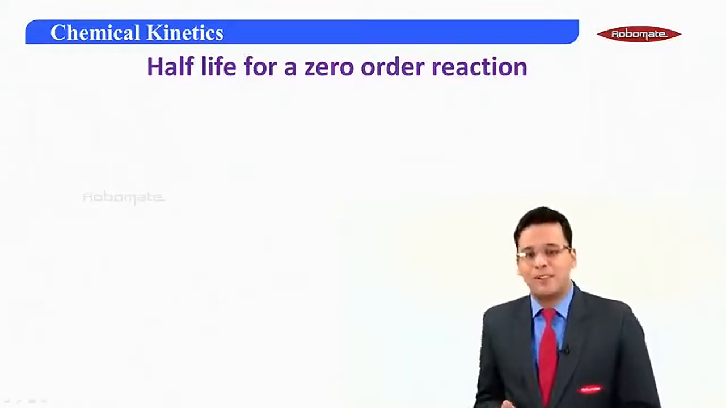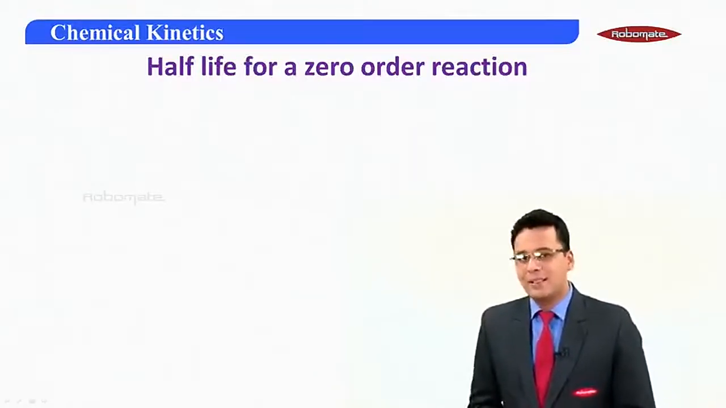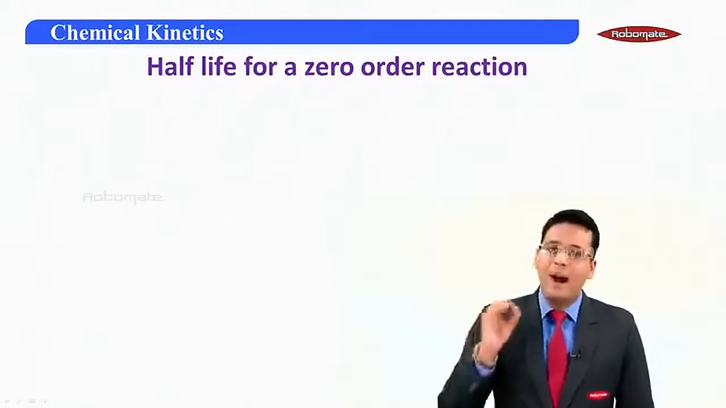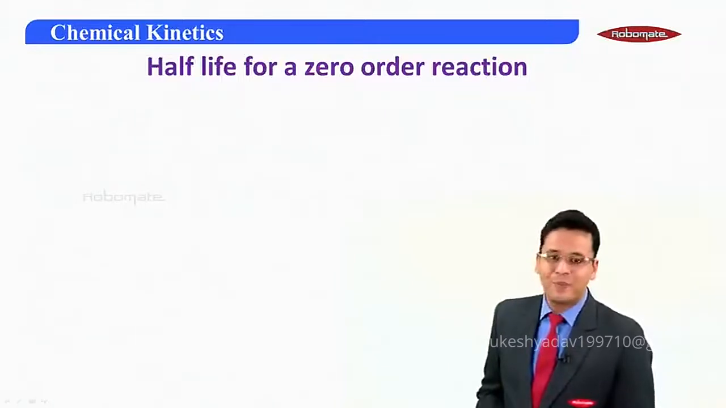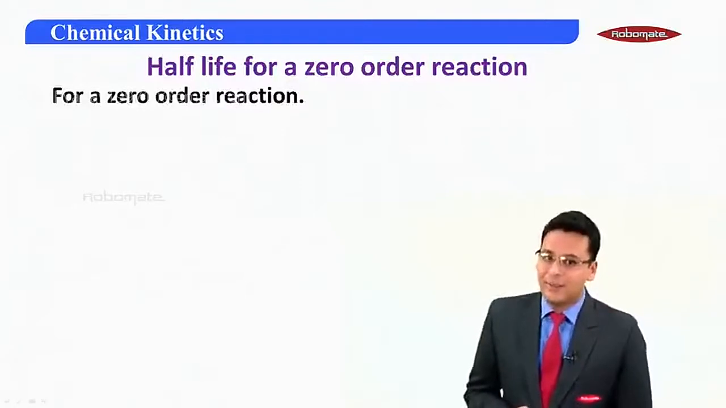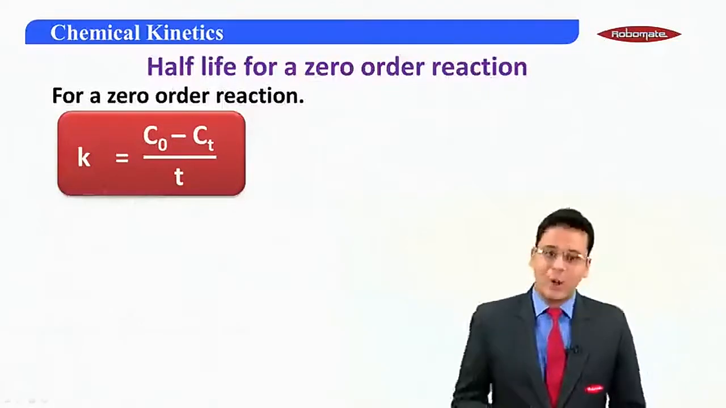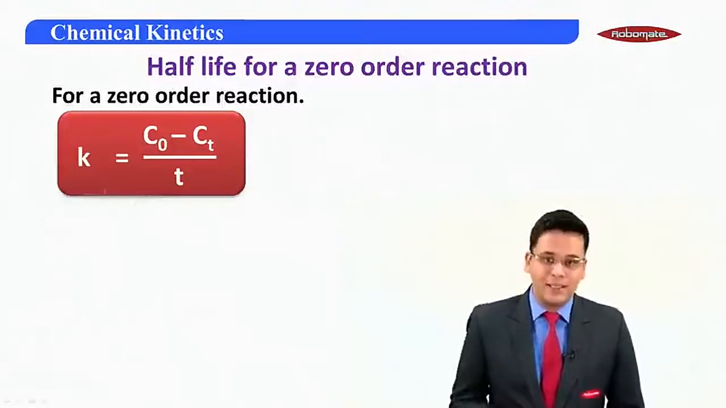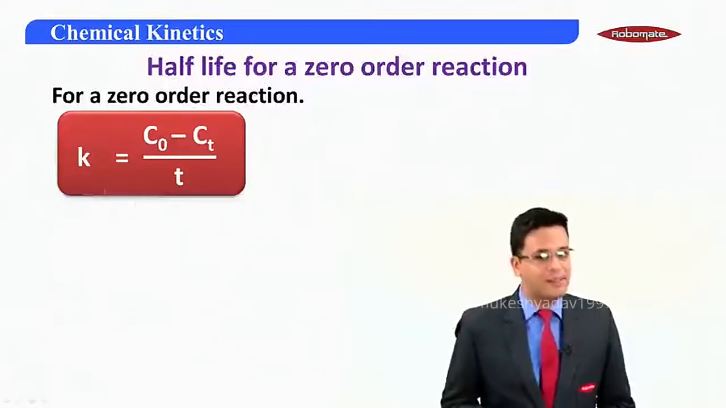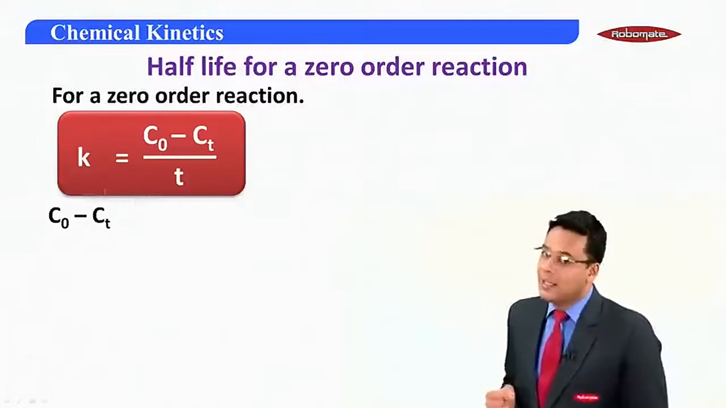As we know, half-life for a reaction is the time taken for the initial concentration of the reactants to reduce by half of its initial value. We also know that for a zero order reaction, this is the integrated rate law: K is equal to C naught minus Ct upon t. This equation can be rearranged and written as C naught minus Ct is equal to Kt.